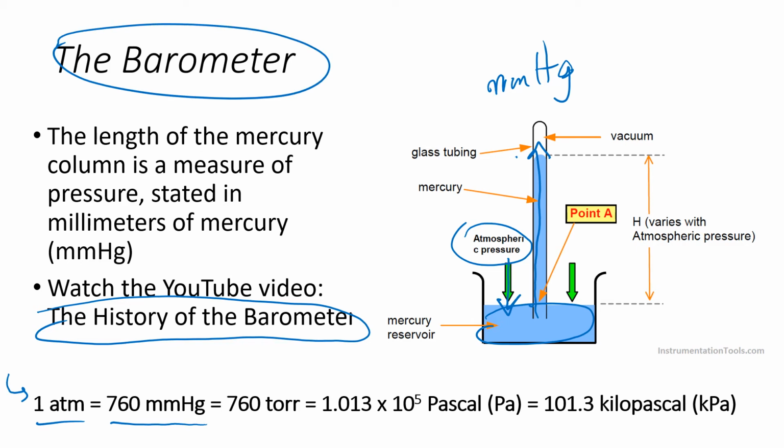So looking at this, there's a lot of values here on the bottom, and they all equal each other. So for example, 1 atmosphere is 760 millimeters of mercury, is 760 torr, which is named after Torricelli. Pascal, so this is named after somebody else. 1.013 times 10 to the 5, and then kilopascals, 101.3 kilopascals is 1 atmosphere. So these all equal each other. That means that you're going to have to convert these.